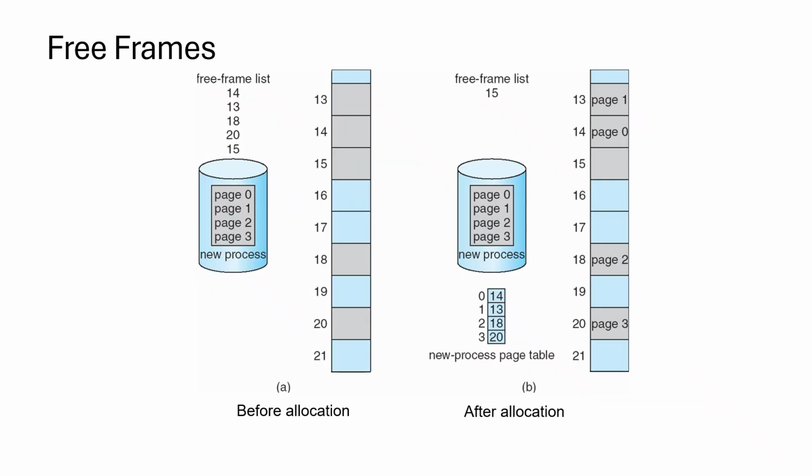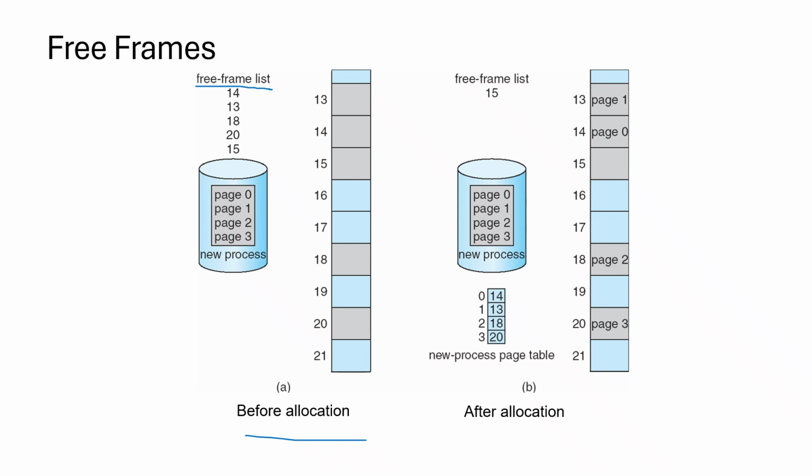Here, free frames. How do you maintain the free frames? Then how do you load the pages into free frames? Before allocating, a list is maintained, called the free frame list. In the free frame list you have 14, 13, 20. These are all the free frames available in main memory. Here we have a new process available on the disk, secondary storage. Then how do you allocate pages 0, 1, 2, 3? This is before allocation.